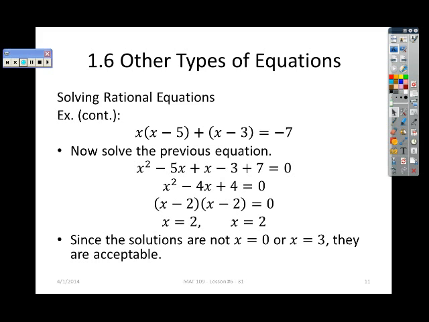Because there are cases where you throw away answers. I don't think I have an example here, but there are cases where you'll get answers and then you go back and you have to throw answers away. There are even situations where you have to throw all the answers away, and so you have no solution to the equation. You can go through the solution process and you'll get numbers, but you can't allow them because they would cause division by 0.